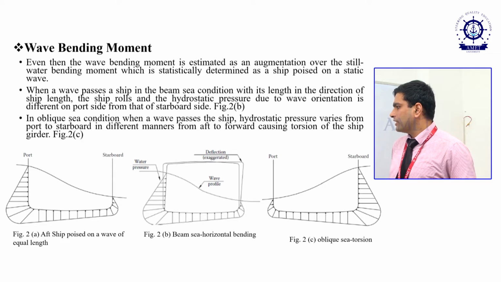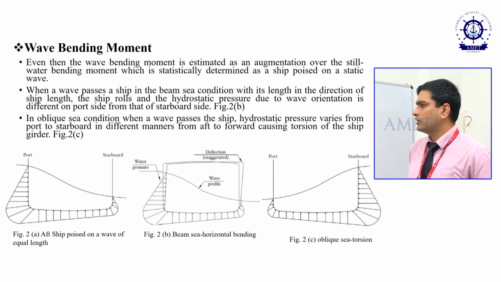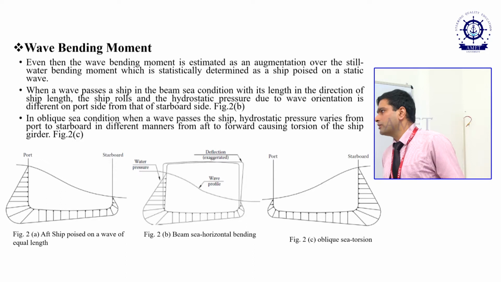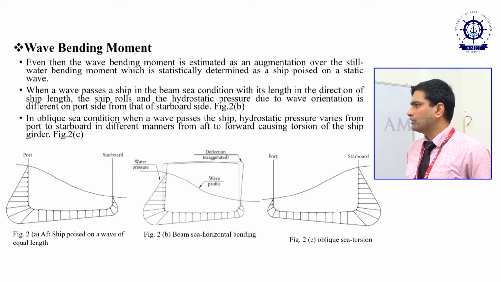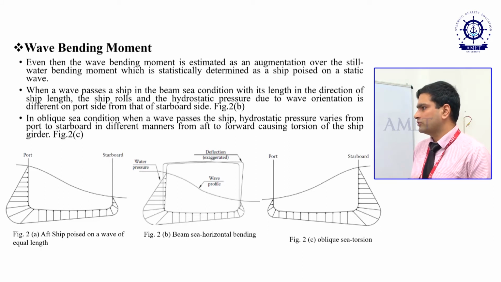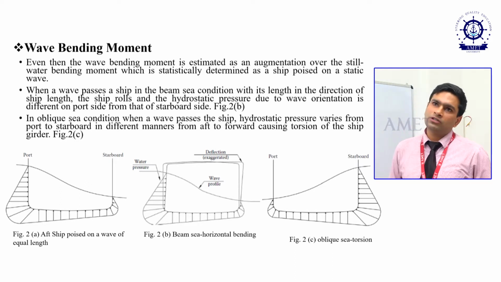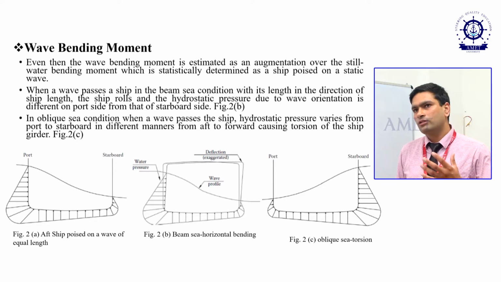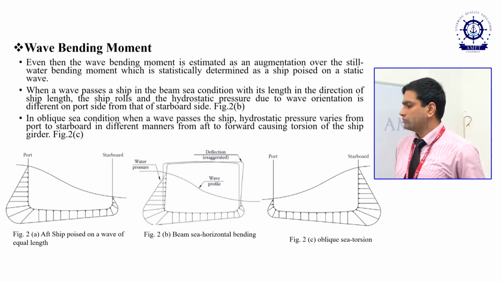And the other case, developed in the last diagram, is the oblique sea condition. When a wave passes the ship, the hydrostatic pressure varies again from the port to the starboard in a different manner, from aft to forward, causing torsion of the ship girder. And as I discussed earlier, this torsion creates a lot of difficulty for container ships. Therefore, we also have a provision of installing a torsion box.